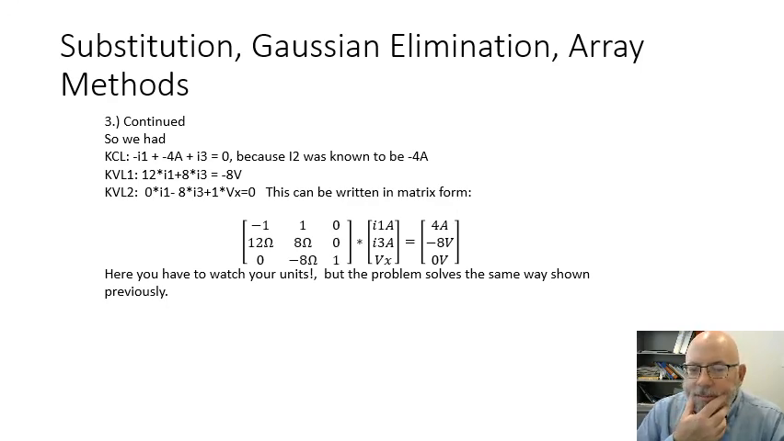So in this equation, I did fill in the units down here. You can see that the matrix form actually has units of ohms and units that are unitless. And I should have put volts here by Vx, but I did not. Watch your units, but the problem here would solve the same way as we did previously using substitution methods or reduced row echelon form or matrix inversions.